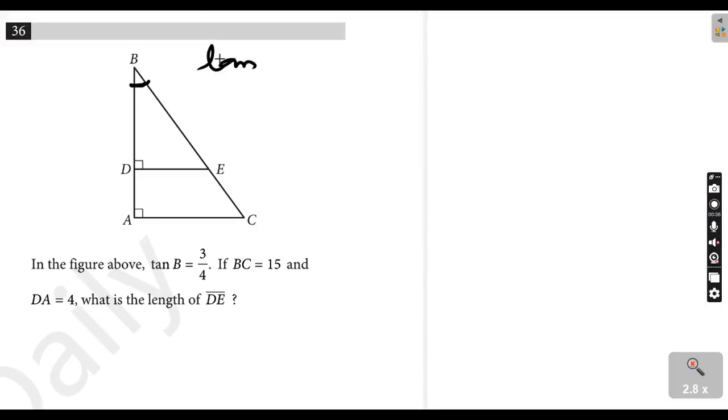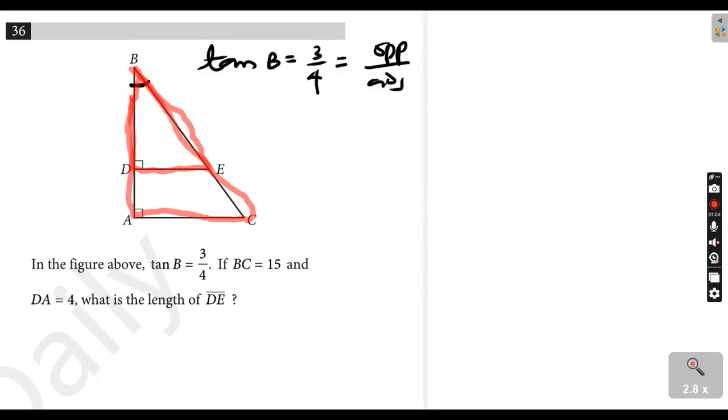Now, the trigonometric definition of tan is opposite over adjacent, all right? But if you look at angle B, we have two opposites to angle B. So we don't know whether we should follow triangle BED or triangle BCA. So it shows that we have two scenarios to analyzing tan B.